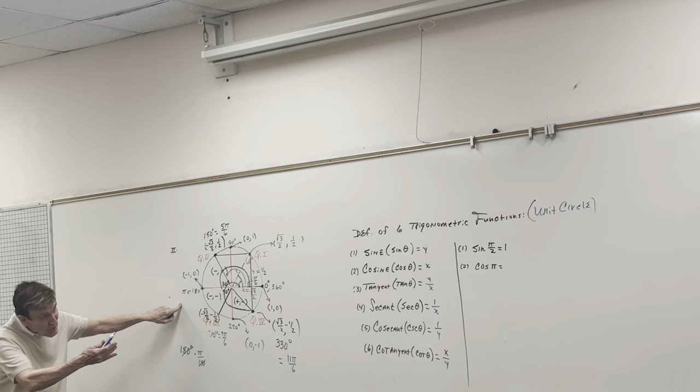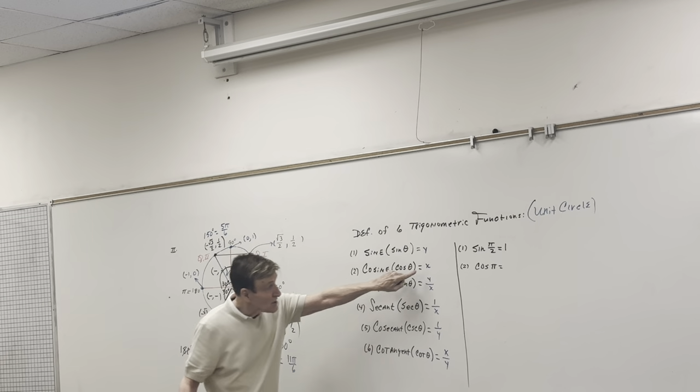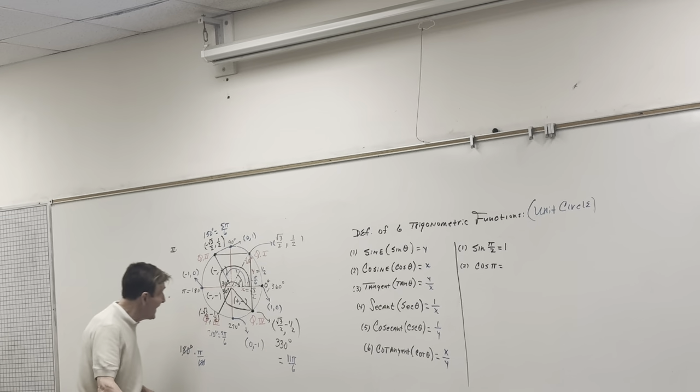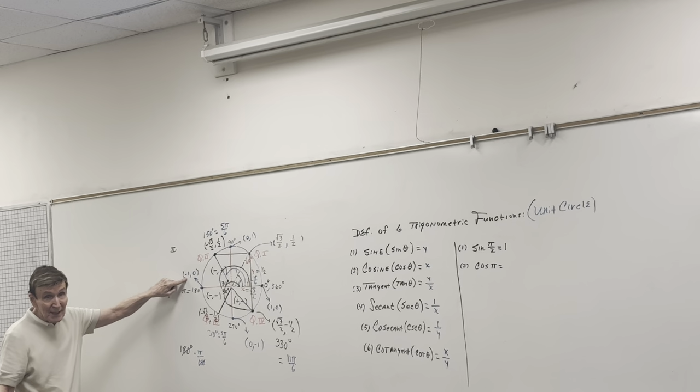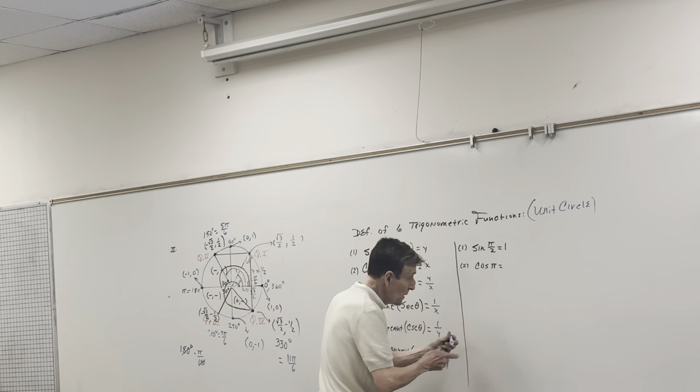So if I ask you for the cosine of pi, I'm asking for the x coordinate. Look at this connection here. X coordinate at pi, and the x coordinate was right there. It is staring at me, -1. And that's the cosine. -1 here.